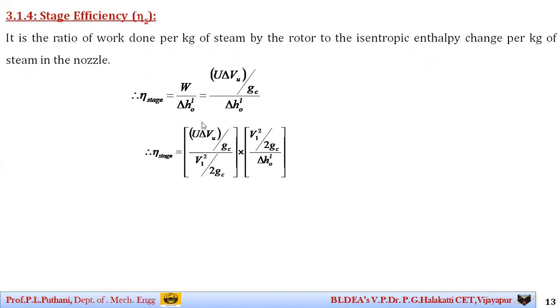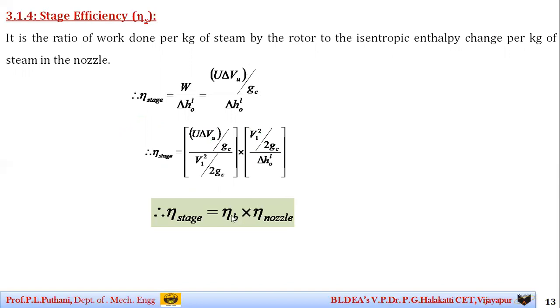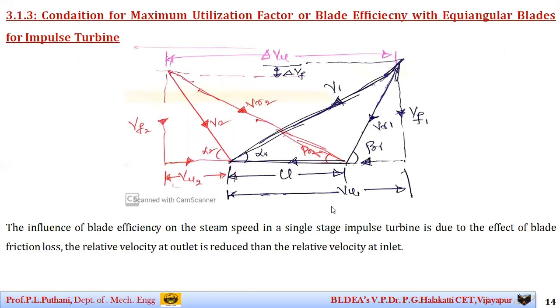This term U delta VU by V1 square, we have already learned in the previous derivation. This entire term together we can term as the blade efficiency eta B, and V1 square by 2gc by delta H naught dash is happening with respect to the nozzle. We can state this as the nozzle efficiency. Therefore, stage efficiency is the product of blade efficiency and nozzle efficiency, where nozzle efficiency is V1 square by 2gc divided by delta H naught dash.